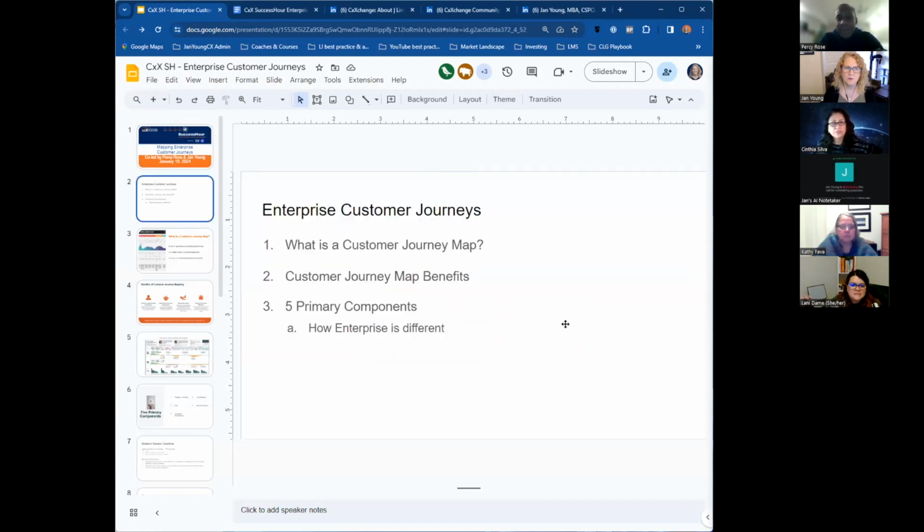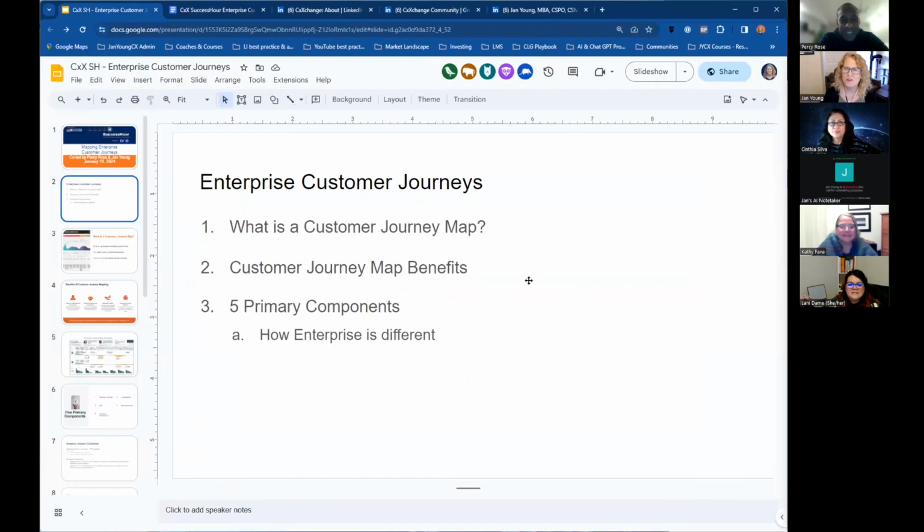Let's see. What we want to cover here is, first, generally, what is a customer journey map? Why would you care about a customer journey map? What are the benefits of it, when do you use it, what are some of the primary components, and how might an enterprise journey map be different?